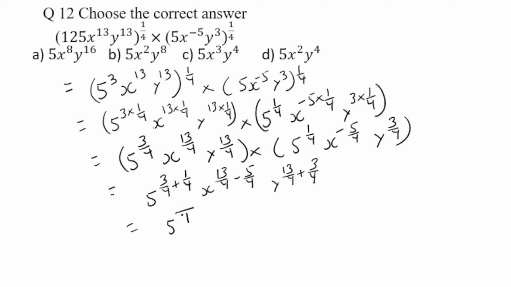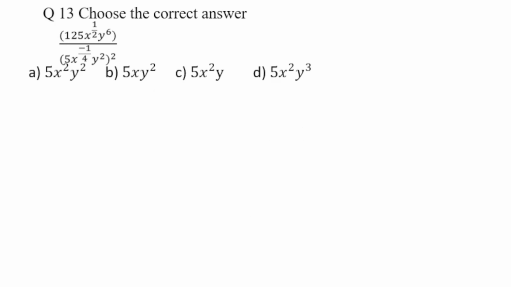The LCM is 4, 3 plus 1, 4. Similarly, the LCM is 4, 13 minus 5, 8. Y to the power 13 plus 3, 16. 4 divided by 4, 1. 8 divided by 4, 2. 16 divided by 4, 4. 5x square y to the power 4. Answer is D. To the question number 13.